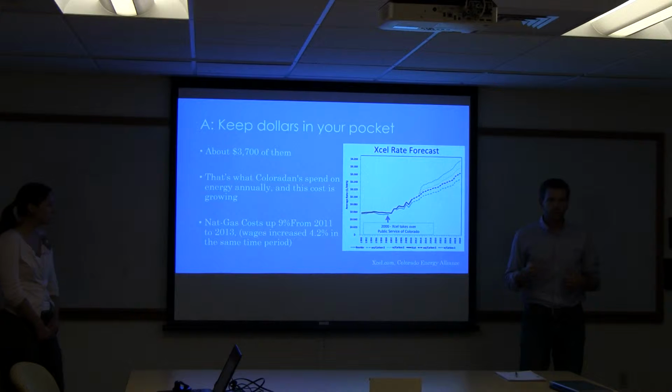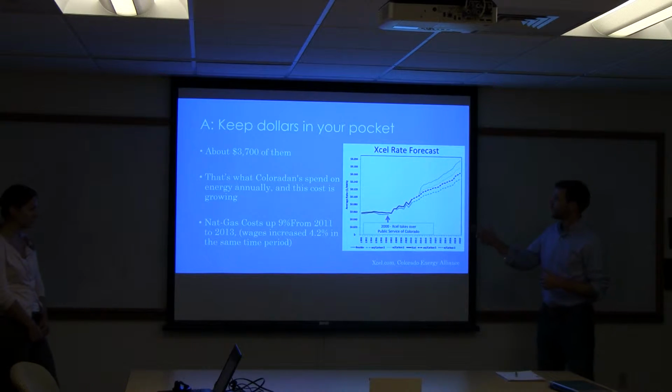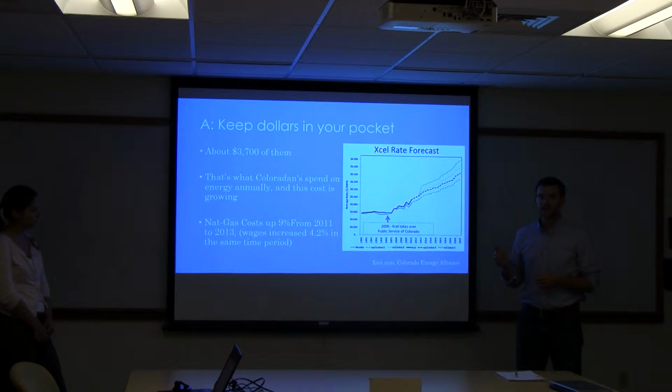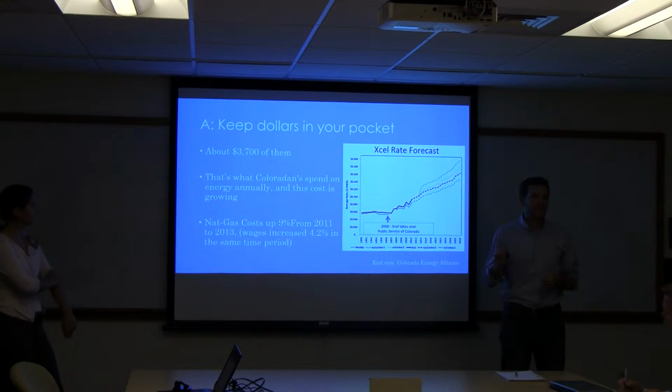But what happens is as we grow, you'll see over here that our rate of consumption of energy goes up. And the problem is that as our rate of energy consumption increases, so does the cost of our energy consumption. Natural gas, which is our primary source of energy for our home heating and electricity, has gone up by 9% since 2011. And in that same time period, wages have only gone up 4%. So you can see that creates an issue. We're spending more real dollars on energy today than we did a few years ago.